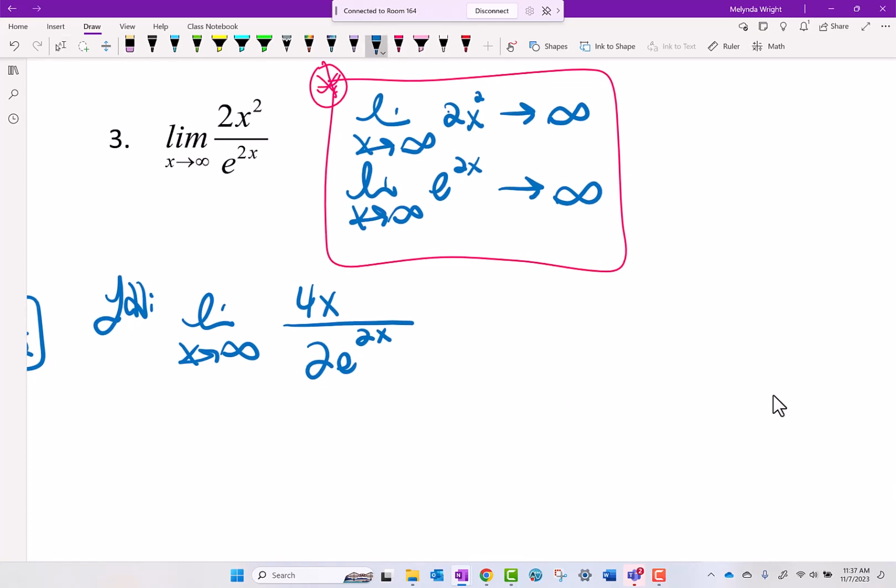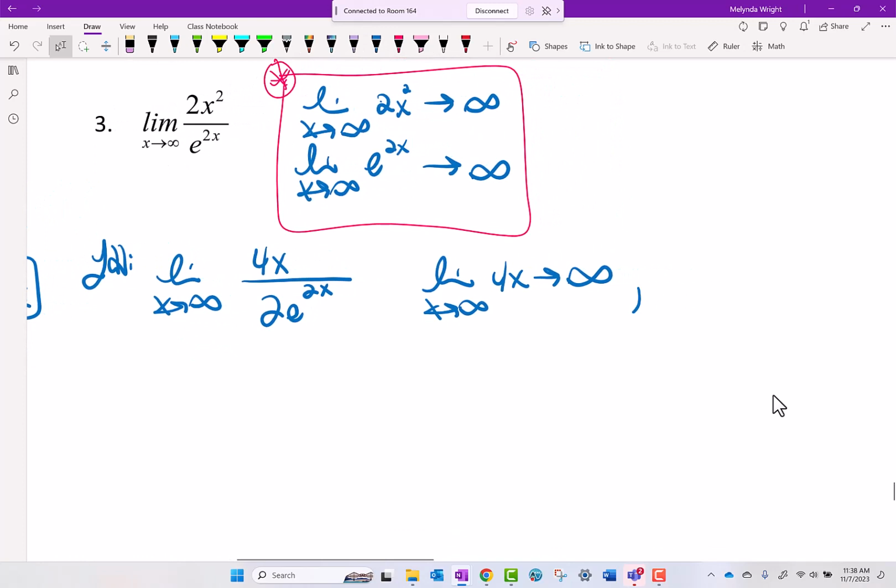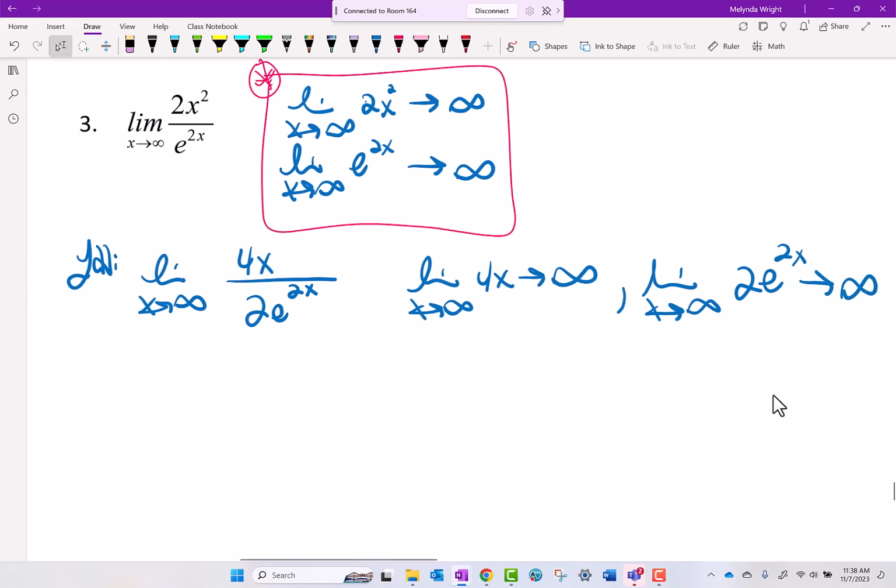Of course, I need to do my setup. So the limit as x goes to infinity of 4x also goes to infinity. And this one we'll just put next to each other. The limit as x goes to infinity of 2e to the 2x also goes to infinity. Okay, so again, this part is required.